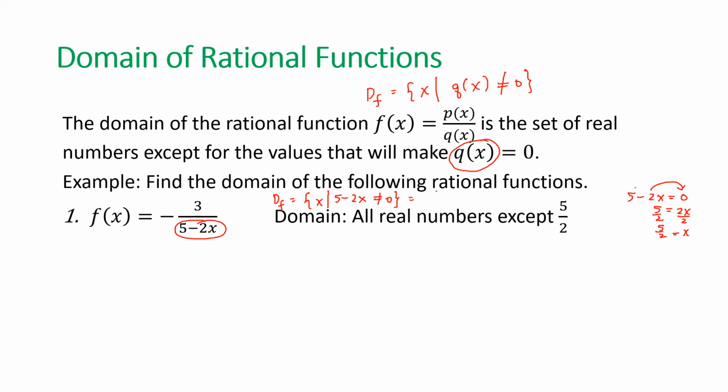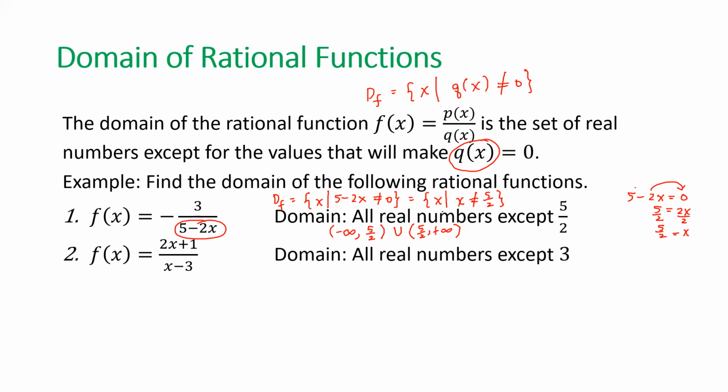So that means that the domain is the set of all x such that x is not equal to 5 over 2. So equivalently, we state it as all real numbers except 5 over 2, but we can also write this in interval notation format as follows. So it's negative infinity, comma, 5 over 2, close parenthesis, union, open parenthesis, 5 over 2, comma, positive infinity.